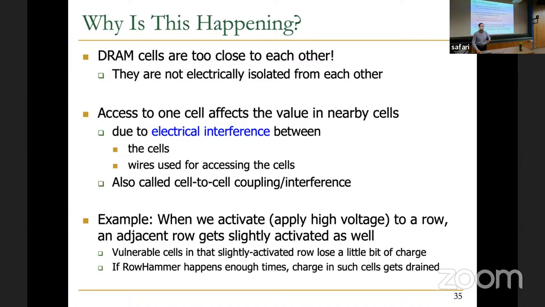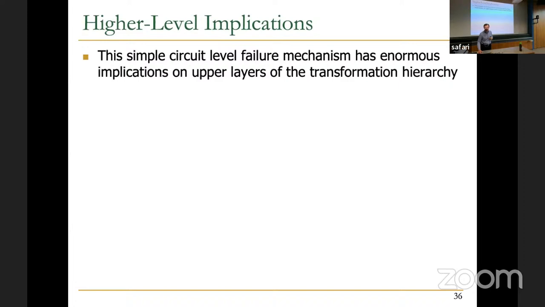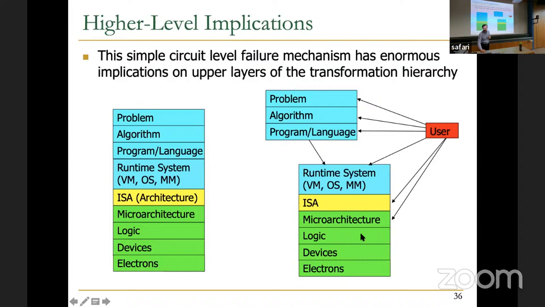Okay, and this has enormous implications in the upper layers of the transformation hierarchy. So if you look at a bit error caused by devices over here, it gets directly exposed to the programming language, right? And then the user essentially. So everything over here is exposed because that bit flip directly gets exposed to your program.